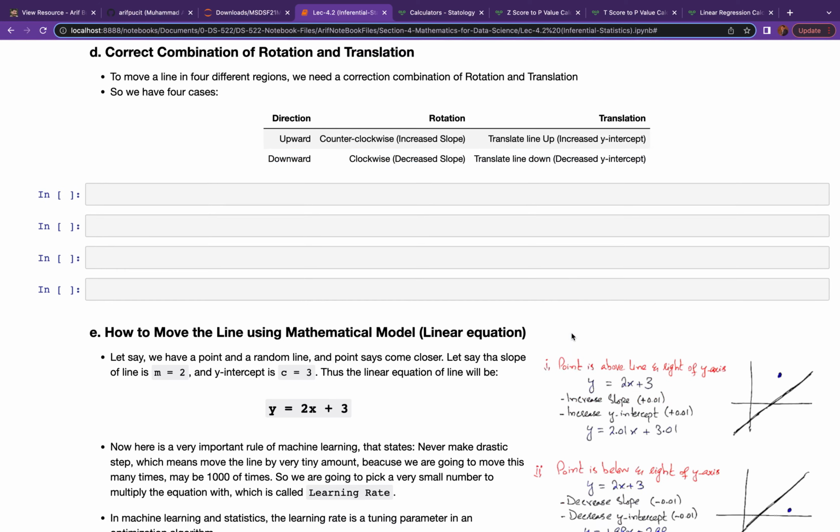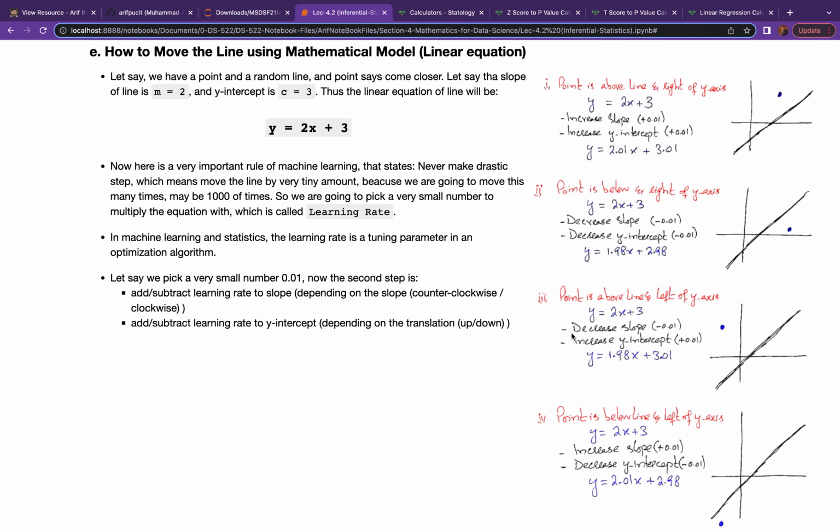Okay, so with this background, let me show you this mathematically. My dear friends, let's suppose that this is a line, and suppose the equation of this line is y equals 2x plus 3. And this is the point, and we want to bring this line close to this point. So let's suppose that we set a small learning rate, and that is 0.01.